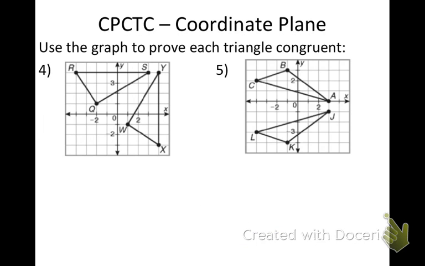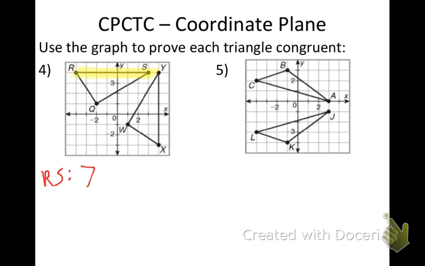As I look at number 4, there is a side length that is very easy to calculate. Which one is it, Becca? RS. Why is RS a lot easier to calculate? Because it's a horizontal line. Does everybody see that? Horizontal and vertical lines are a lot easier because I can just count the boxes. What is the length of RS? 7.